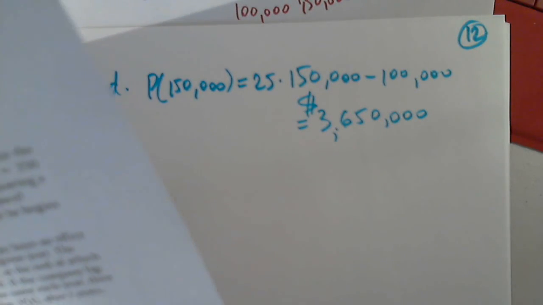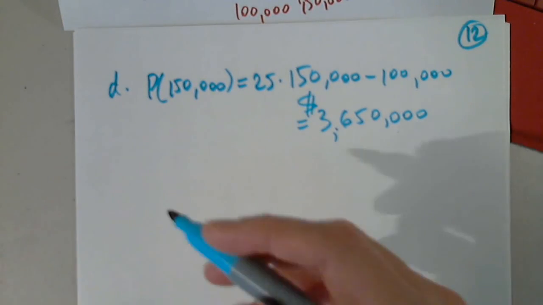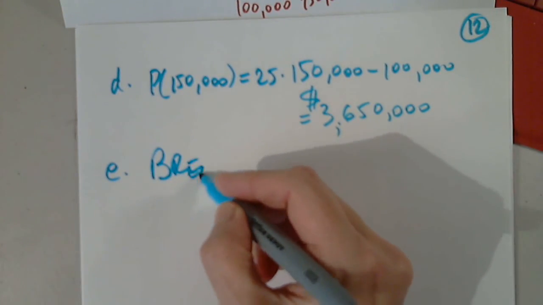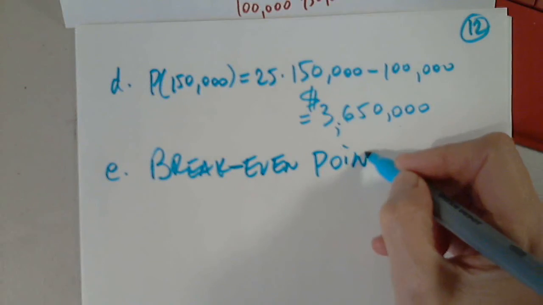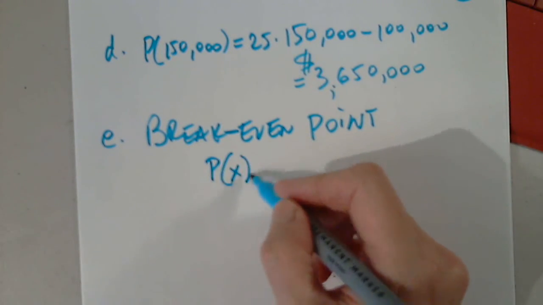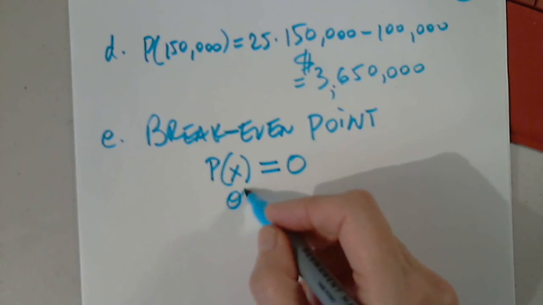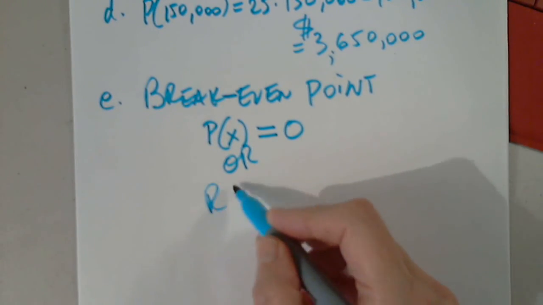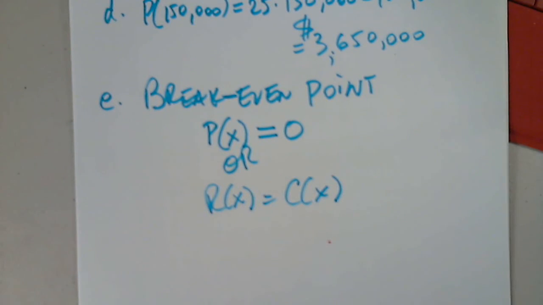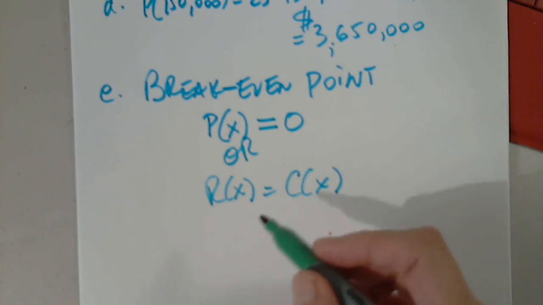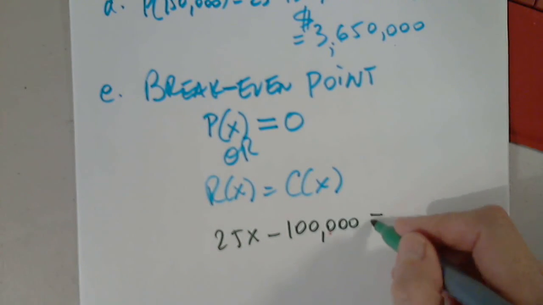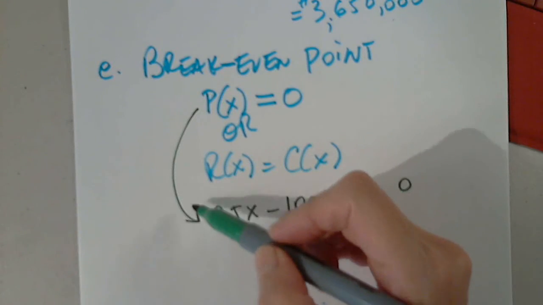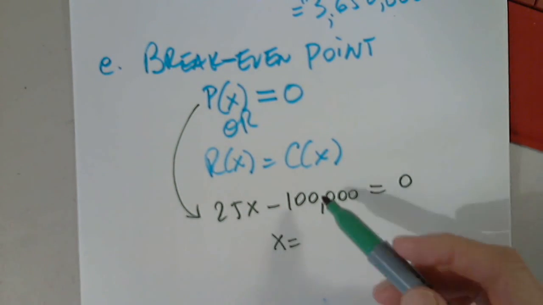Okay, final question here. How many calculators must the firm sell in order to break even? So in part E, the break-even point can be determined in two different ways: when the profit is 0, or the revenue equals the total cost. You don't need both. So the break-even point, let's say 25x minus 100,000. That's how I determined that. We said equal to 0. I'm using this option.